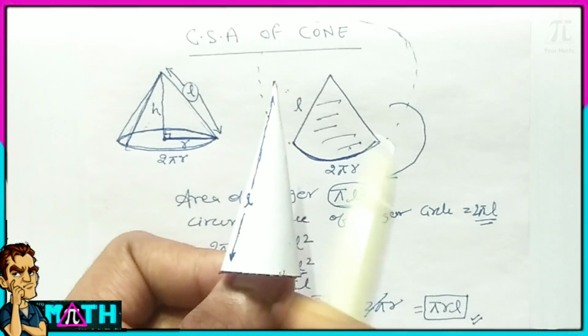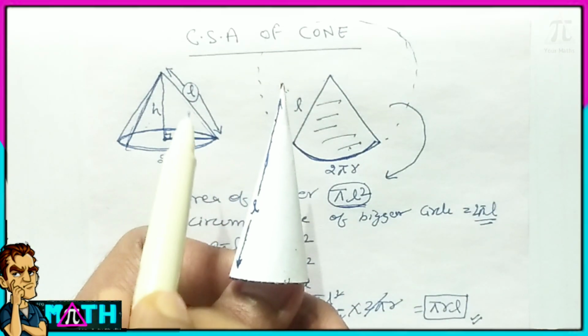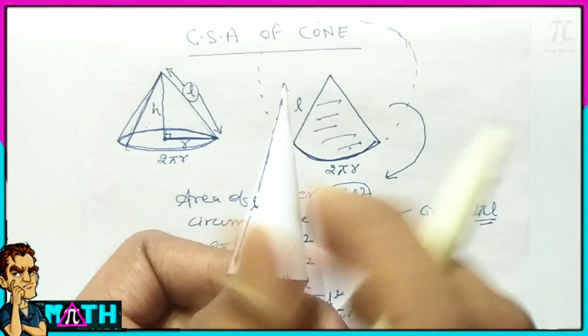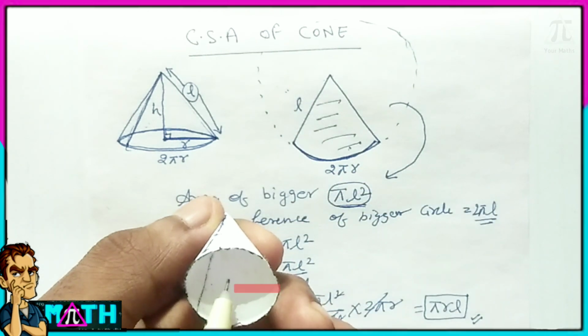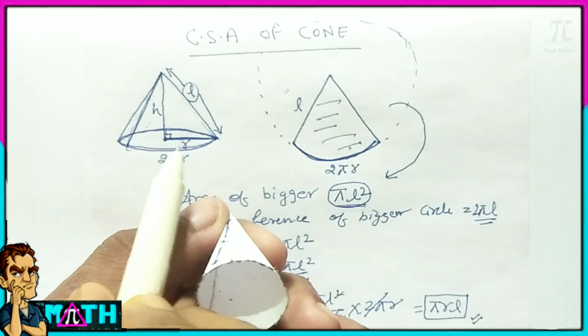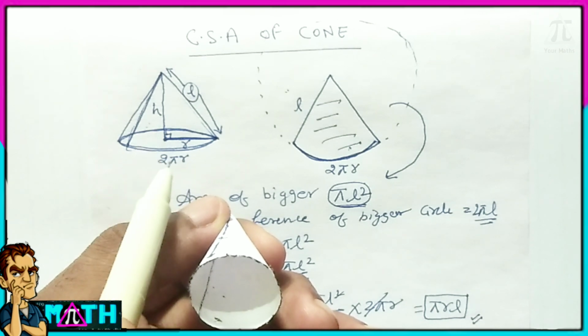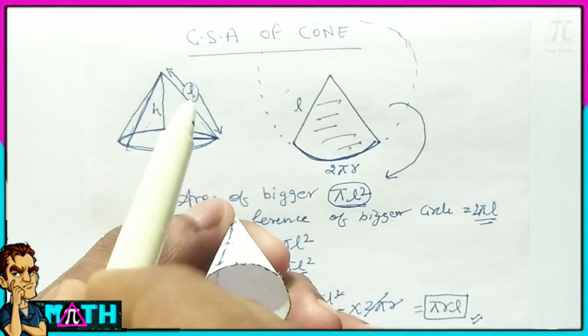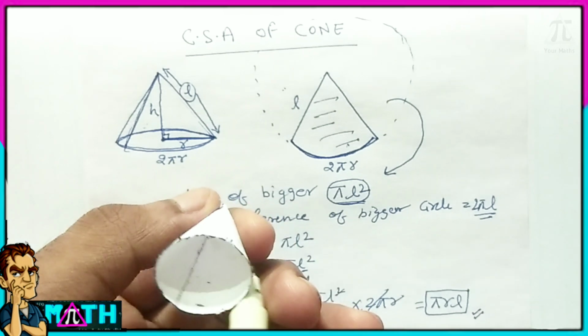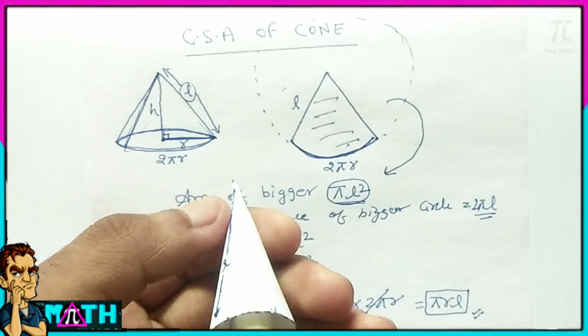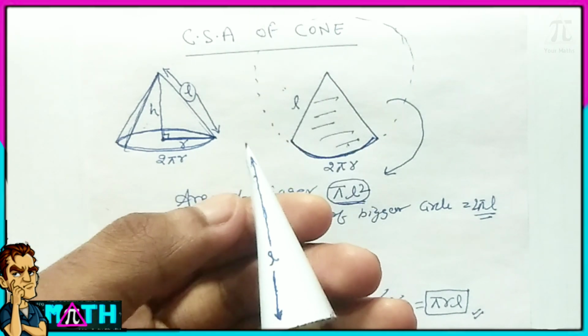Now see the demonstration if you don't understand very well. So this is the cone, this is the slant length, and you can clearly see this is the radius. Think in 3D. So this is the radius, and this will be the 2 pi r, which is the circumference of the base circle. And this is the height, which is perpendicular to the base circle.